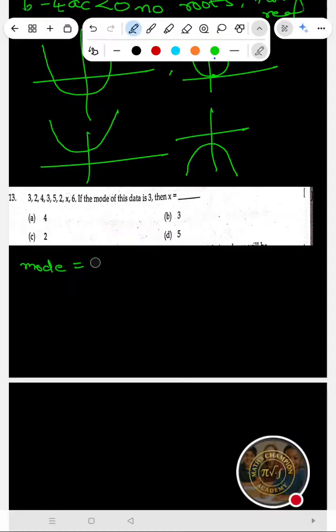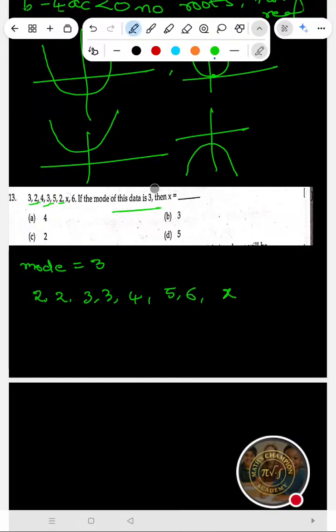Here the mode is equal to 3, it is given. From this we write, first 2, how many times is it repeating? Here 1 time, 2 times. You write 2 twice. Again 3, 2 times there. So 3 is 2 times. Next 4 only 1 time. 5 only 1 time. 6 only 1 time. And x is there. So the mode is given.